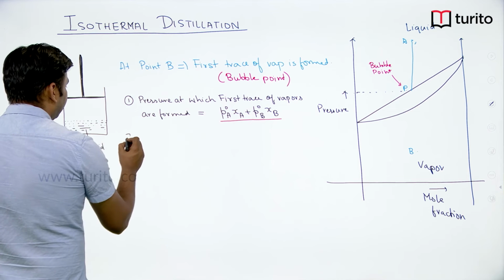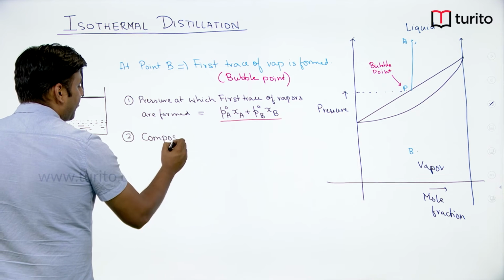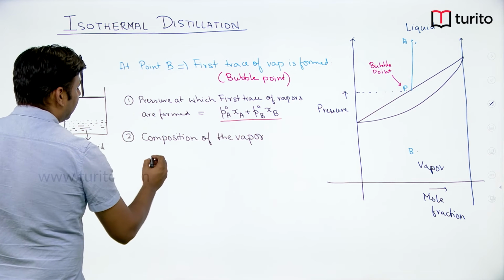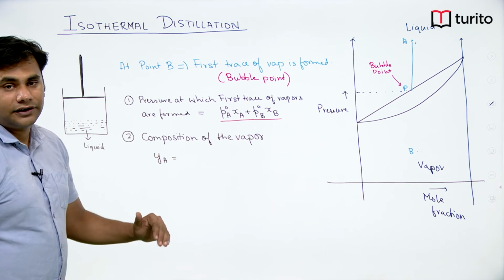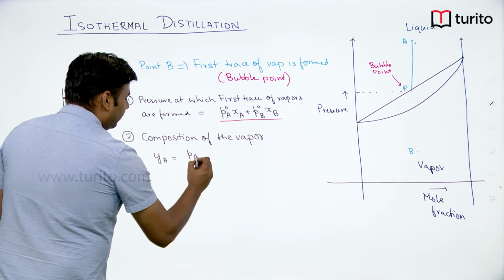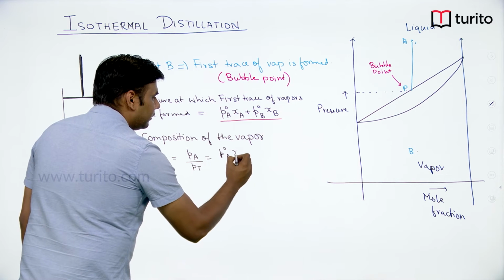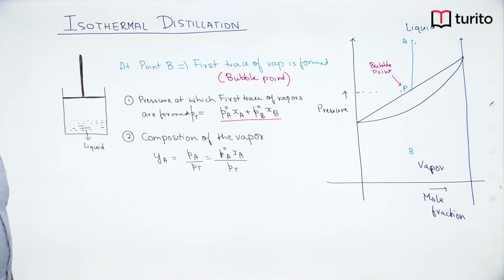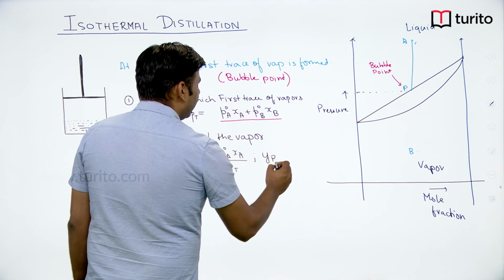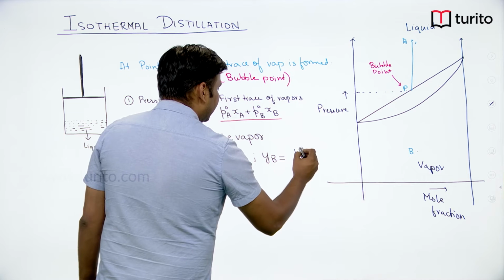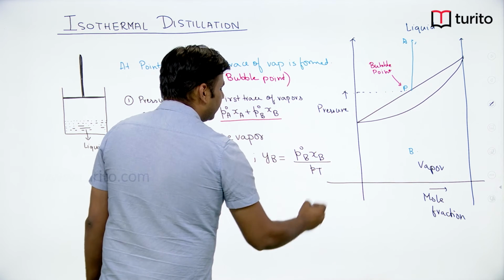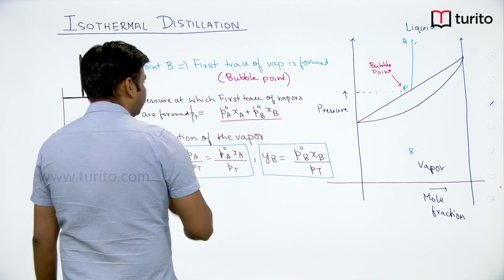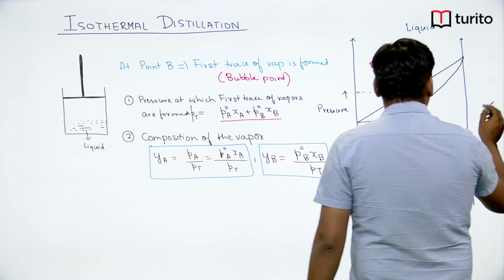Now the second thing that should come to our mind is what is the composition of the vapor. The composition of vapor at the bubble point: YA would be the pressure exerted by vapor A upon the total pressure, so this would be PA upon PT, that is P naught A XA upon PT that we have calculated over here. Similarly, we can find the composition of vapor B, that would be PB upon PT, that is P naught B XB upon PT. So this would be the composition of the vapor formed at the bubble point. This is just the same expression that we have done till now. Hope this is clear to everyone.